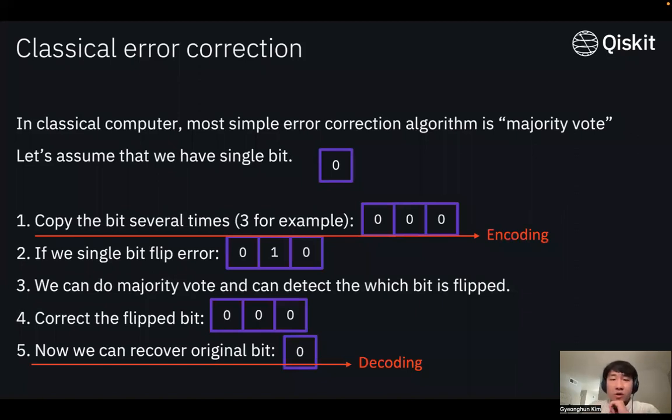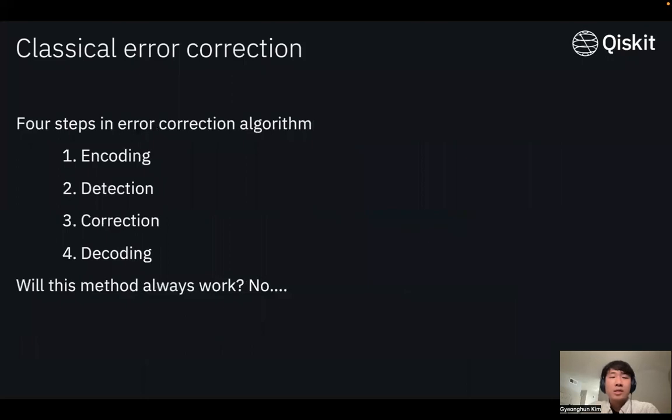Let me tell you about some terms first. We made a single bit into 3 repeated bits. We call this process encoding. And finally, we restore this 0 bit, and this restoring process is called decoding. So in summary, we use 4 steps to correct the errors. First, encoding. Second, detection. Third, correction. And finally, decoding. So does this method always work?